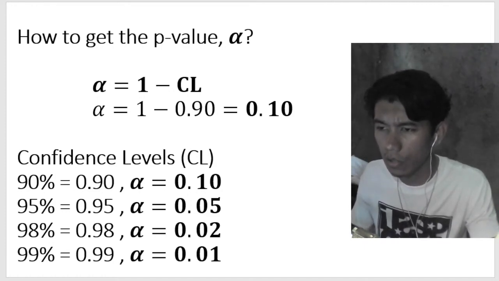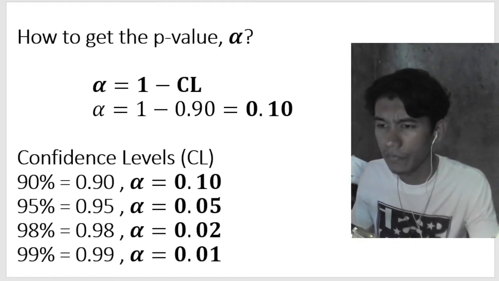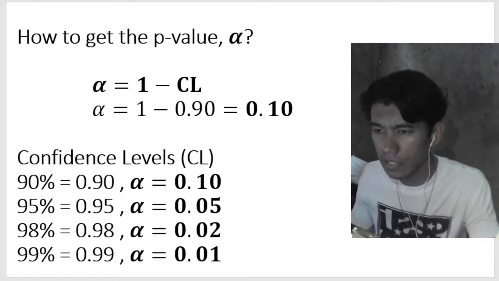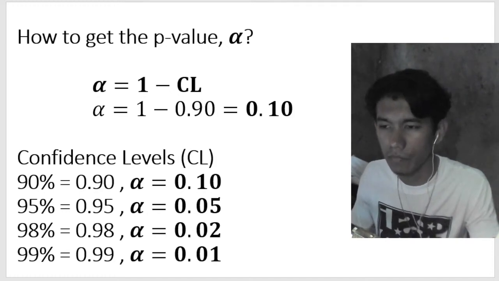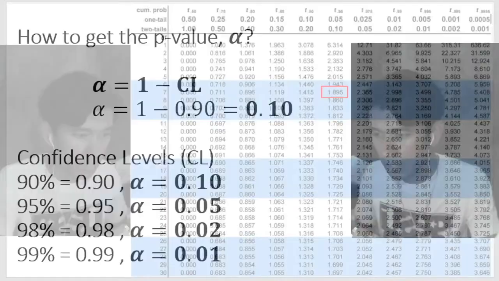So when the confidence level is 90%, or 0.9, the p-value is 0.10. When it is 0.95 for our confidence level, the p-value is 0.05. When our confidence level is 98%, or 0.98, the p-value is 0.02. And lastly, for 0.99 confidence level, the p-value is 0.01. So these values, such as 0.10, 0.05, 0.02, and 0.01, can be found in our t-table.